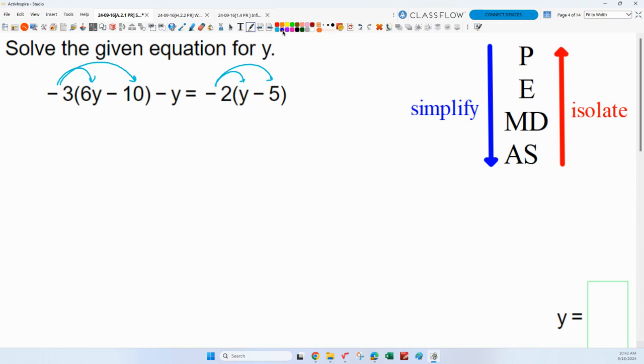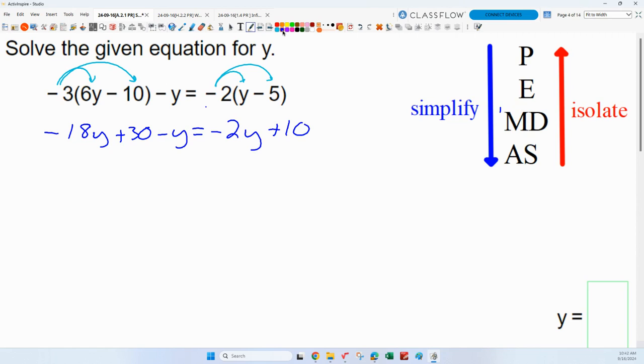What do I get on the left side, everybody? Help me out here. If I distribute the -3, -3 times 6y is, there you go, -18y, -3 times -10, plus 30. I've got my minus y, don't forget that. -2 times y, there you go. -2y, and then last, plus 10. Okay, so good. So we multiplied, that's our first step.